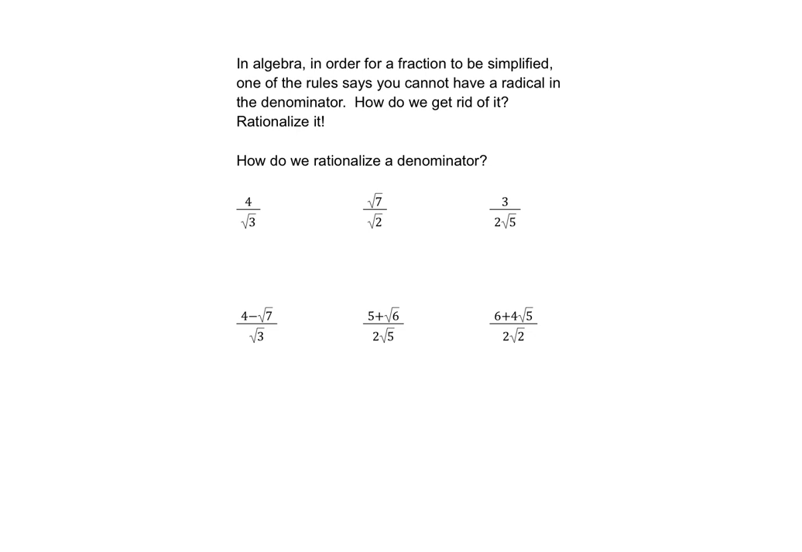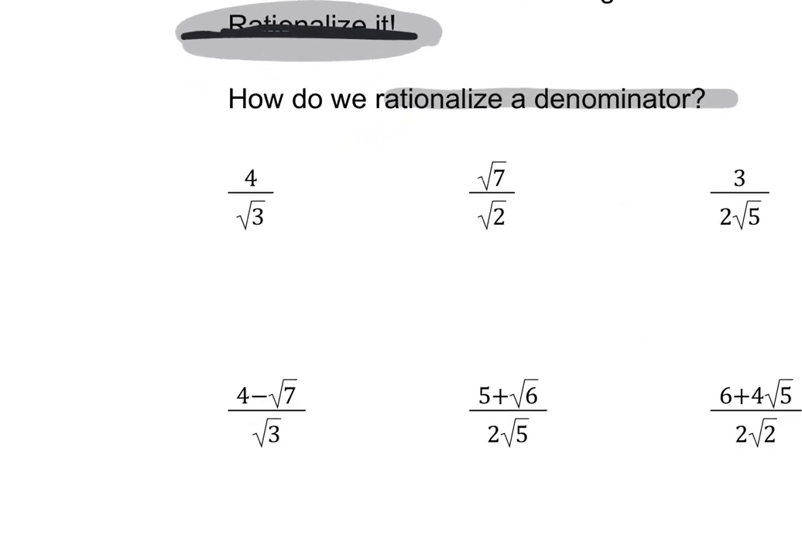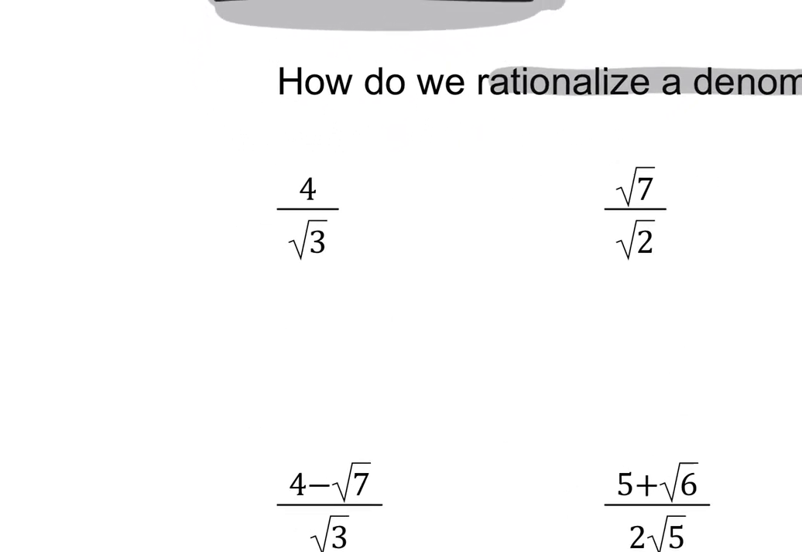Well, how do we get rid of it? We do what's called rationalizing it. And how do we rationalize the denominator? It's pretty simple, really. If we have a square root in the denominator, that's no good. We can't have that. So whatever the square root is in the denominator, we are going to multiply the top and the bottom by that value. In this case, we're going to multiply the top and the bottom by the square root of 3.